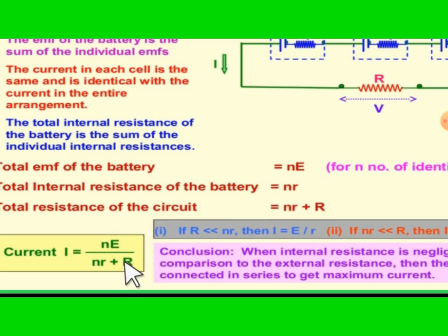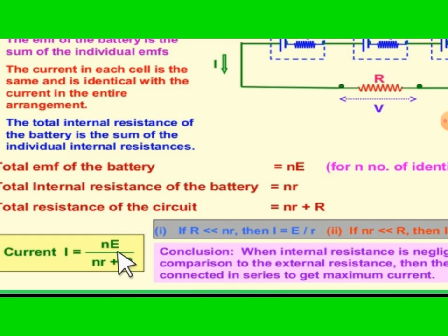But the other condition, when the total internal resistance nr is very much less than the external resistance R, when you compare these two, if the external resistance is very large compared with nr, that means nr is very small and R is very large, the sum of these two will be nearly equal to what? The larger value, capital R. So what happens in this case? It will be equal to n times E by R.